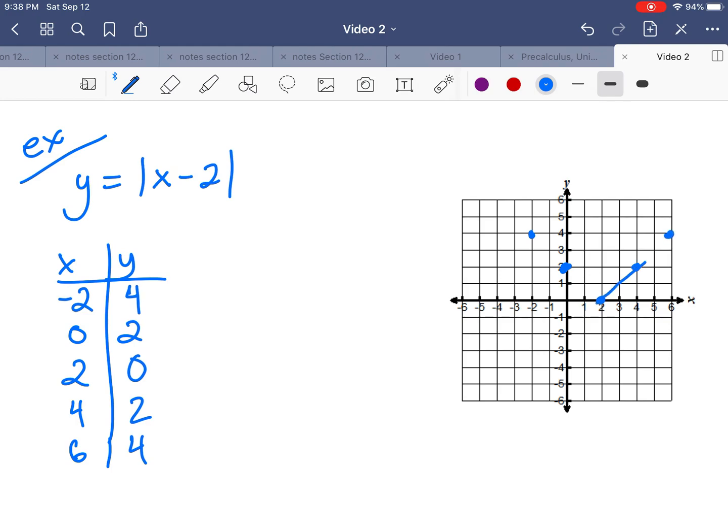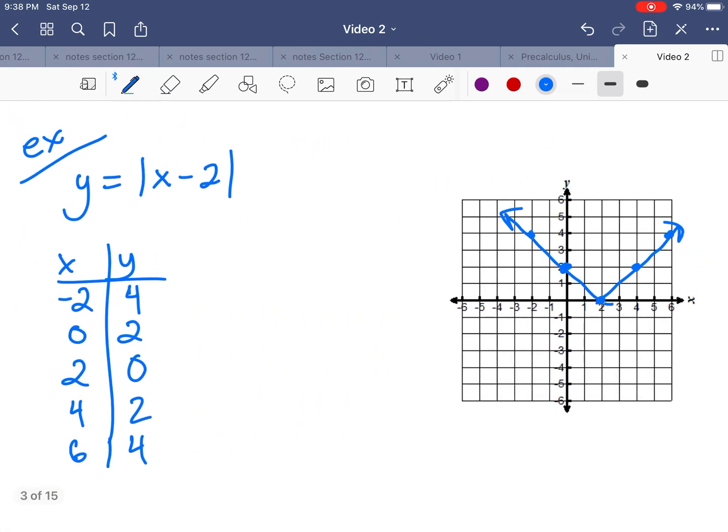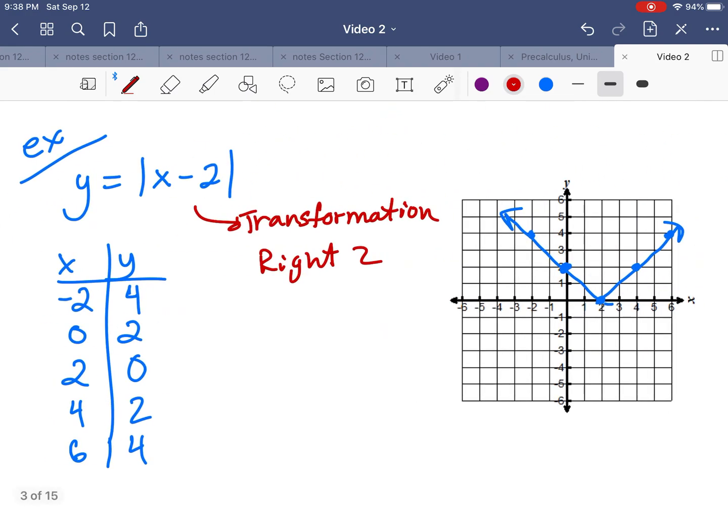So look at that. It's the same absolute value shaped graph, same as the last one, but this time it's moved 2 spaces to the right. So we have what's called a transformation, and what's happened, it has moved right 2. Because back here, this was our parent function. This is our parent. And our little child here looks like our parent, but it has moved 2 spaces to the right. So it's been transformed.